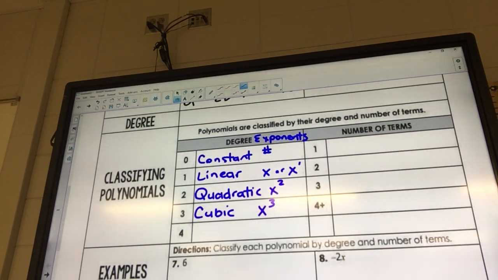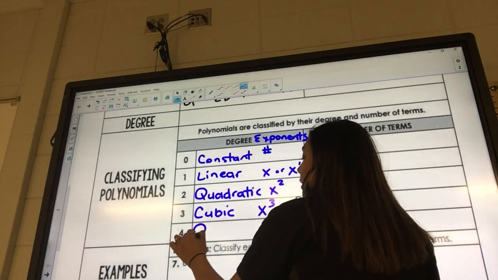Constant has a hashtag sign, but it's a number. And then if it has something to the fourth power, it's called a quartic.